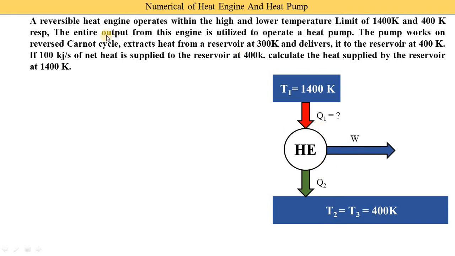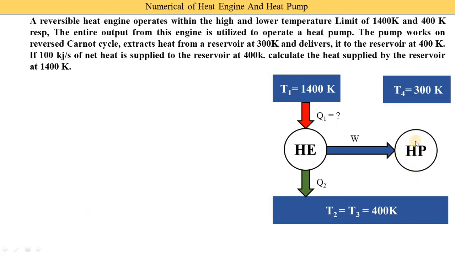The entire output from this engine is utilized to operate a heat pump. Suppose this heat engine produces 100 kilowatt of power, it is completely supplied to the heat pump. So here you see this is the heat pump. The complete work done produced by the heat engine is supplied to the heat pump. The pump works on a reverse Carnot cycle, extracts the heat from the reservoir at 300 Kelvin and delivers it to the reservoir at 400 Kelvin.